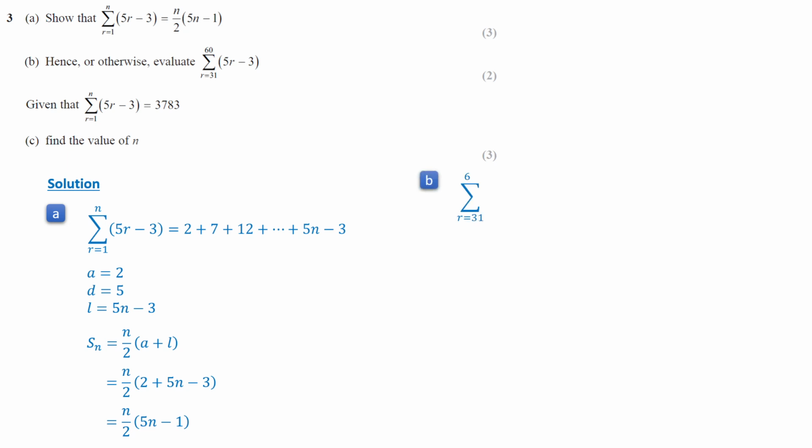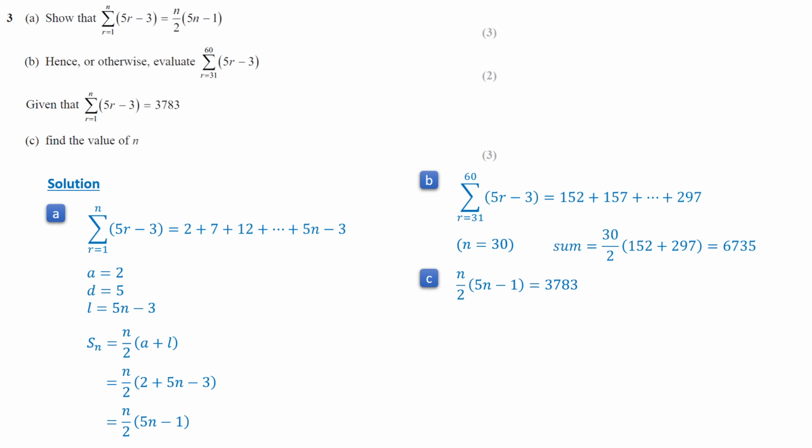Moving to question B, we are told that the summation starts from 152 and ends at 297. There are 30 terms in this sequence. To find the sum, we use the same formula: 30 over 2 times 152 plus 297. Simplifying, we get 6,735.